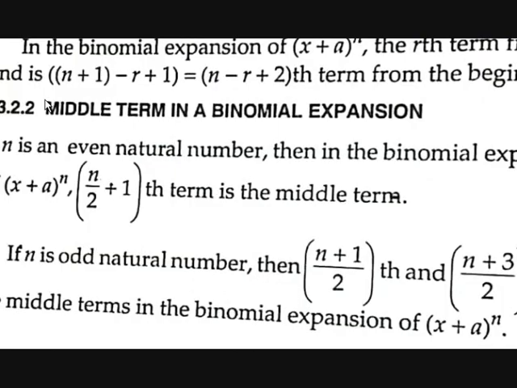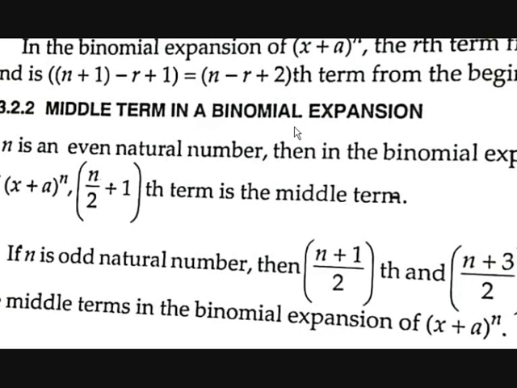Okay, another thing is, in the binomial expansion of (x plus a) whole power n, the rth term from the end is the (n plus 1 minus r plus 1)th term. So why is that? n plus 1 total terms minus r because it is the rth term, and we should add plus 1, because in the general term we discuss the (r plus 1)th term, right? So you should add plus 1. It will be the (n minus r plus 2)th term from the beginning.